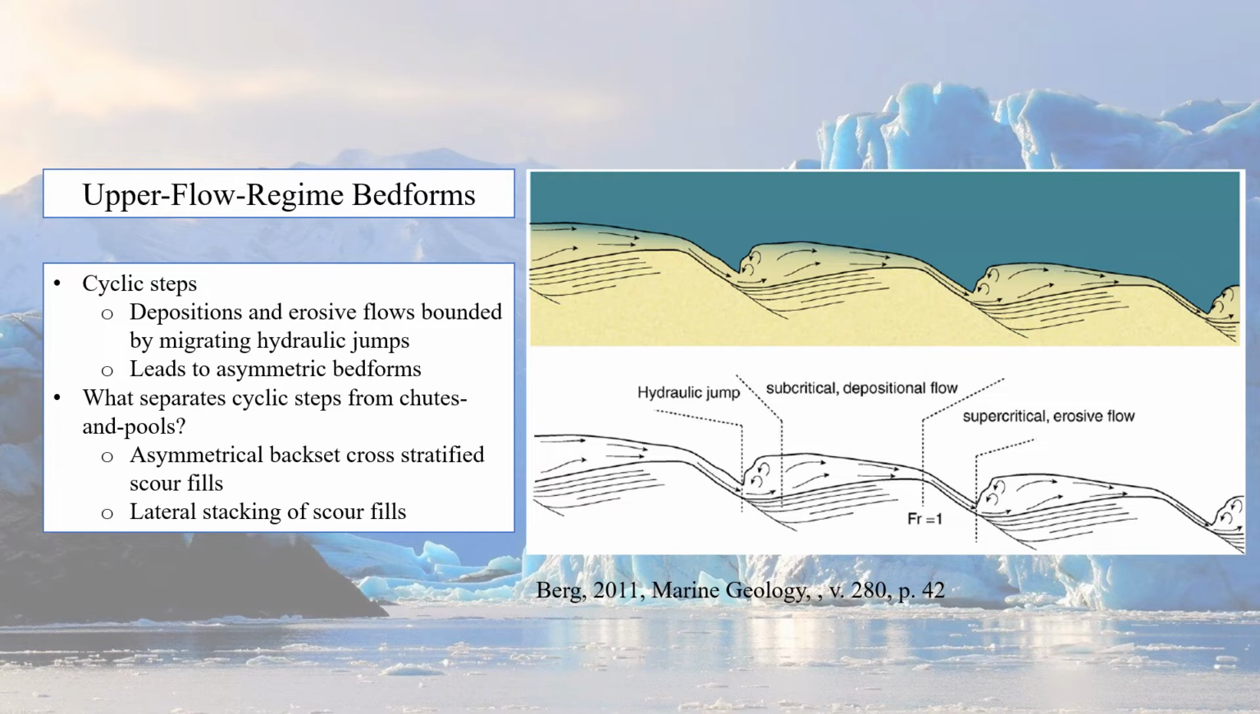Now this is an upper flow regime bedform that should be unfamiliar to you all. Cyclic steps look like sets of chutes and pools in the formation of steps. Looking at this figure, we can see that they're depositions and erosive flows bounded by hydraulic jumps with asymmetric bedforms. Since they're so similar to chutes and pools, how do we distinguish the two in the geologic record? From what I found, a lot of it is up to interpretation, but certain depositional environments can be associated more with cyclic steps than chutes and pools, and vice versa. But what geologists look for in cyclic steps is asymmetrical backset cross-stratified scour fills and lateral stacking of those scour fills.